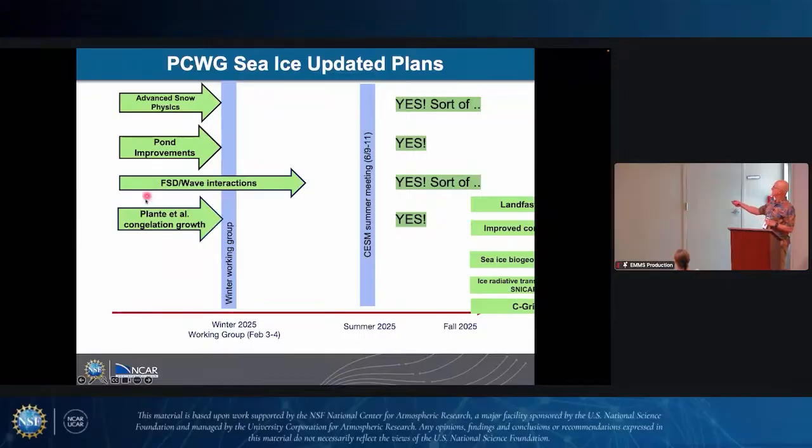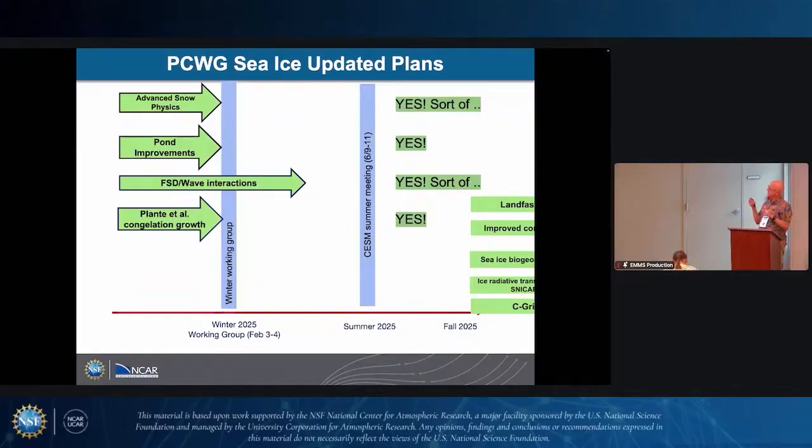You can see here I've changed the x-axis, so we're here now, summer 2025. We've done pretty well. We've gotten 3 of these major parameterizations into the model and running in all of our standard coupled simulations. Although the advanced snow physics, we didn't bring in all the aspects of this. I'd be happy to go over it with some of you. So the pond improvements, the advanced snow physics, and then this new congelation formulation.